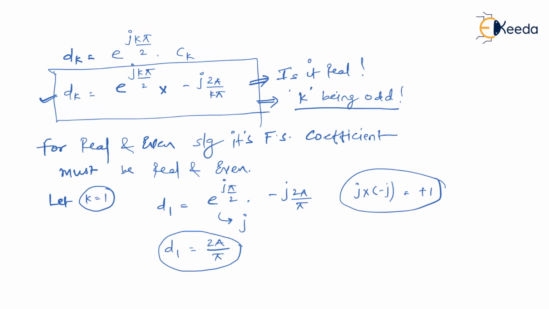And this is what is needed: every Fourier series coefficient in this case must be real as well as even. Now, can I calculate for k equal to 2? The answer is no. For k equal to 2, the d2 value will be equal to 0 because it exists only for odd values of k. dk was e to the power j k pi by 2 times minus j 2a upon k pi. So for k equal to 2, you shouldn't substitute k equal to 2 in the above expression. It is by default 0.